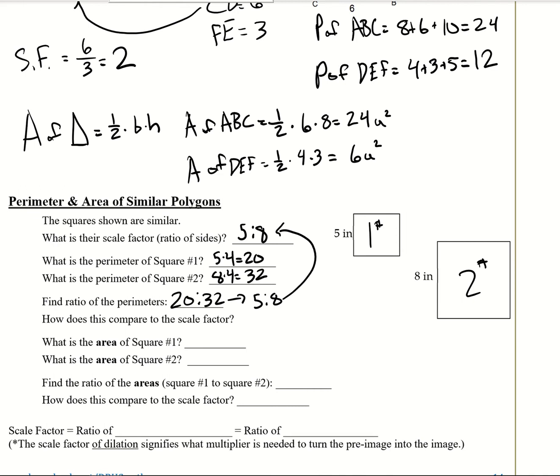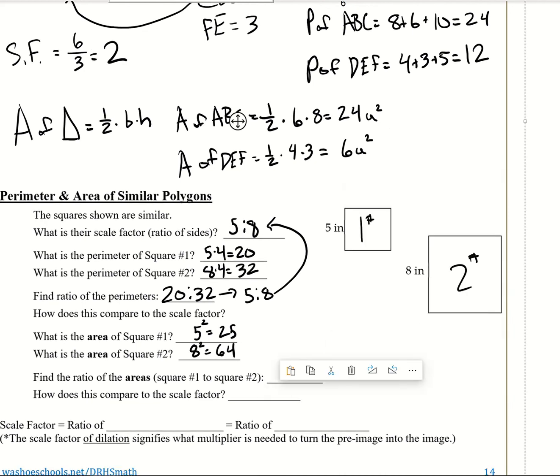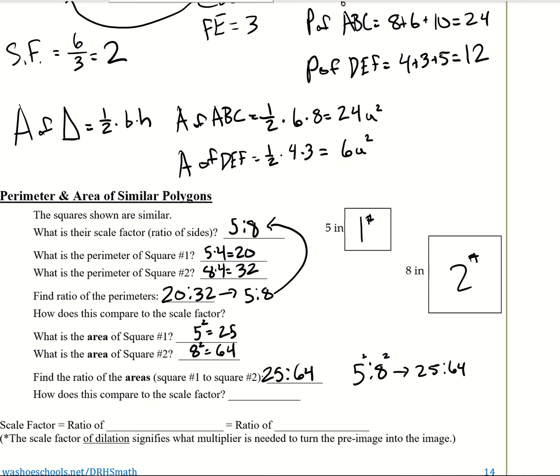So now let's talk about the area. The area of a square is just one of the sides squared. So that's 25. And then the area of square number 2 is going to be 64. So the ratio of areas is 25 to 64. This doesn't simplify. You would want to check just in case, but the only things that go into 25 are 5 and 25, and neither of those go into 64. So this is simplified. But if you look, our scale factor is 5 to 8, right? If you square both of those numbers, you get 25 to 64, which is our ratio of areas. So the ratio of areas is always going to be the scale factor squared.